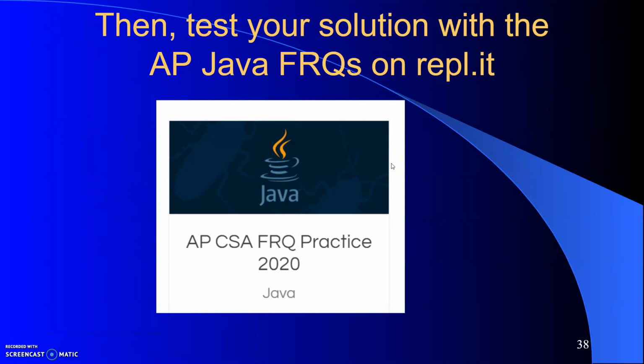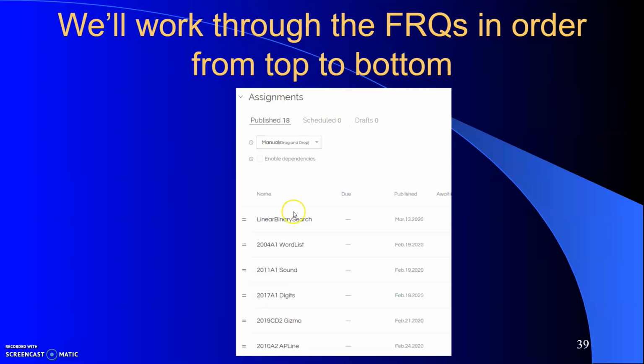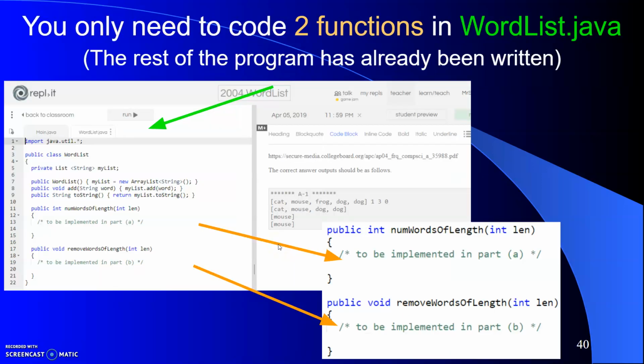And you'll want to write that on a piece of paper, and then to test your solution, you're going to type it into the Replit. So if we go over to the Replit here, you can see WordList, the 2004 FRQ is the second one. You should have already done the linear and binary search assignment. I would do that first before you go to WordList. And you'll notice here that in the WordList Java file, we have the 2 functions we need to write for parts A and B. We're only writing code in these 2 places.